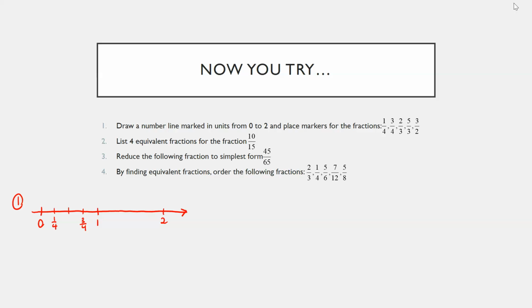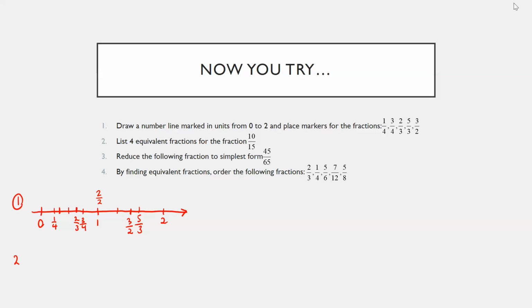I then need to find 2/3. So that would mean dividing into 3 parts. So 2/3 would be here. 5/3, well, 3/3 would be 1. So that would be 3/3, 4/3, 5/3. And then lastly, 3 on 2. Well, 2 on 2 would be 1. So 3 on 2 is here, halfway between 1 and 2.